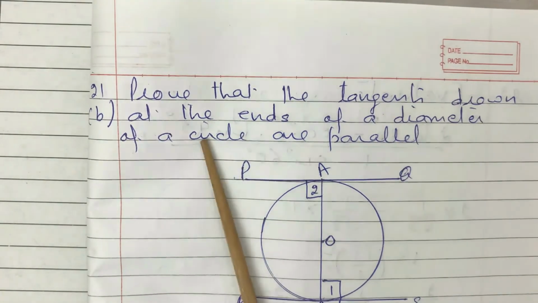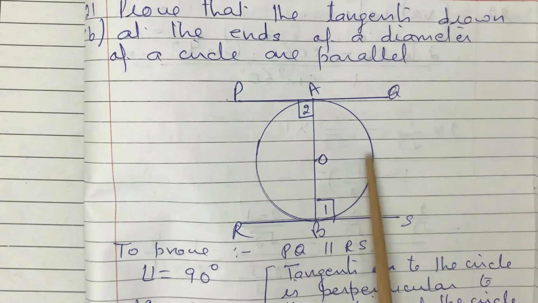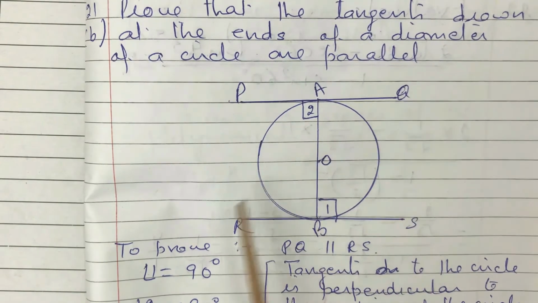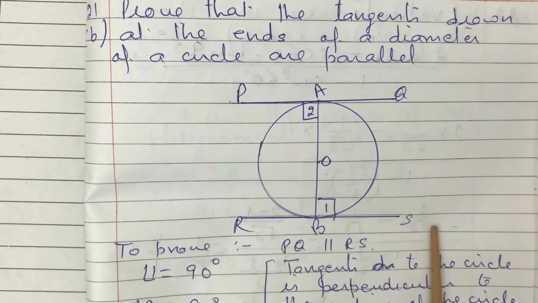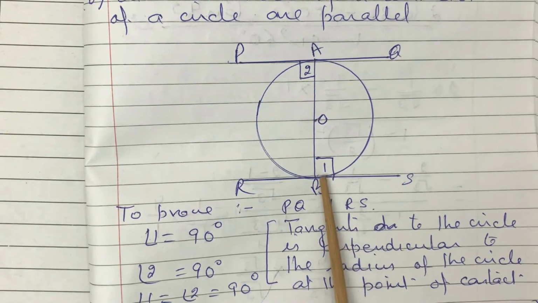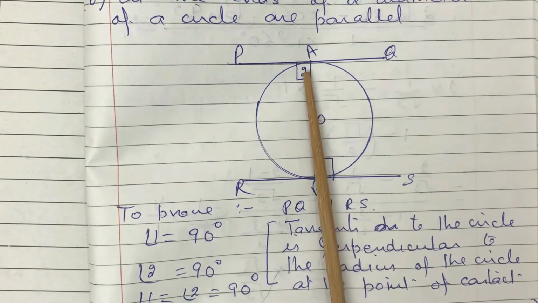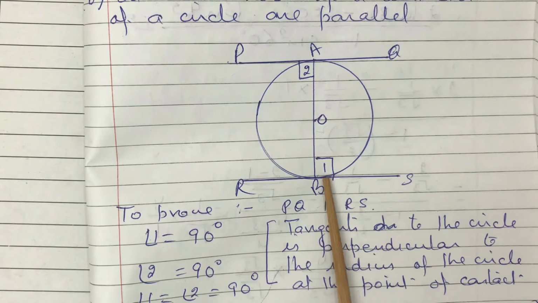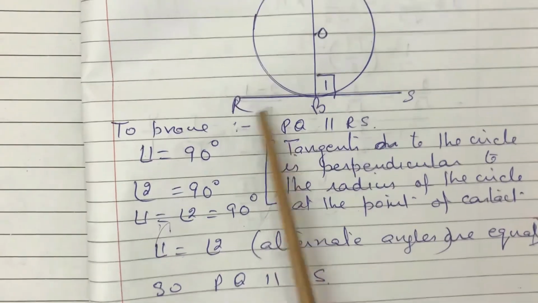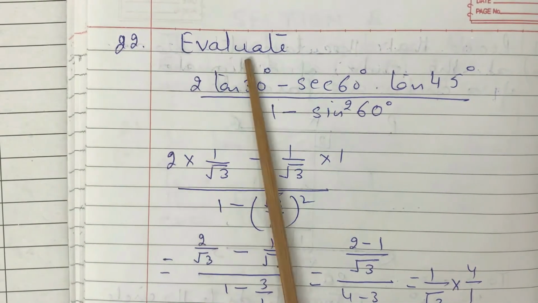Prove that the tangents drawn at the ends of a diameter of a circle are parallel. Now this is the circle. Tangents are drawn at the end points of the diameter. We have to prove PQ is parallel to RS. Now here again the tangent is perpendicular to the radius at the point of contact. It means angle 1 is 90 degrees, angle 2 is 90 degrees, and both are alternate angles. Since alternate angles are equal, the lines are parallel. So this is what I have written here. You can check it. Now 22nd question, evaluate this.